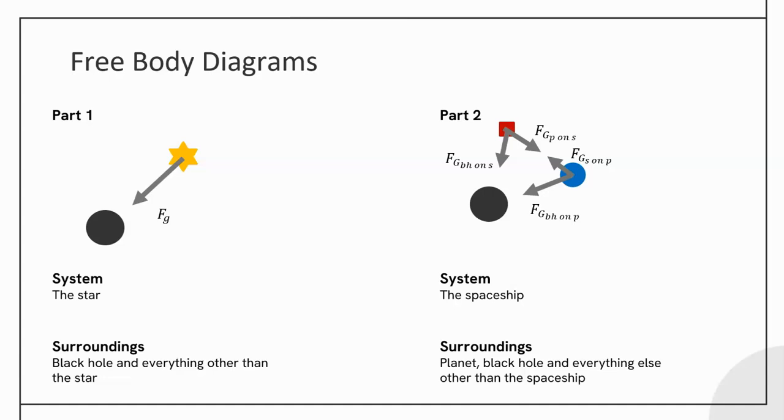And for part 2, the system is going to be the spaceship, and the surroundings is going to be everything, including the planet, black hole, and everything else. And there are two forces acting on the spaceship, the gravitational force from the black hole on the spaceship and the gravitational force from the planet on the spaceship. There's also two forces acting on the planet, the gravitational force from the black hole on the planet, as well as the gravitational force from the spaceship on the planet.